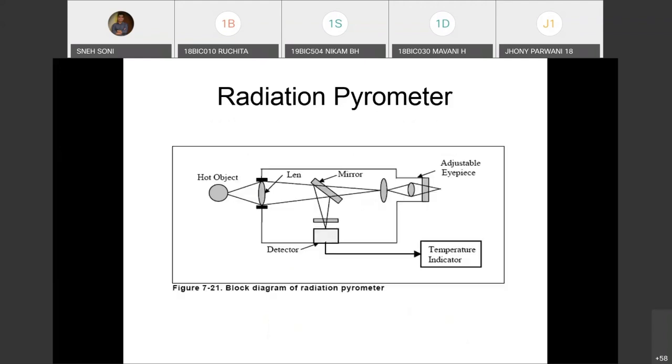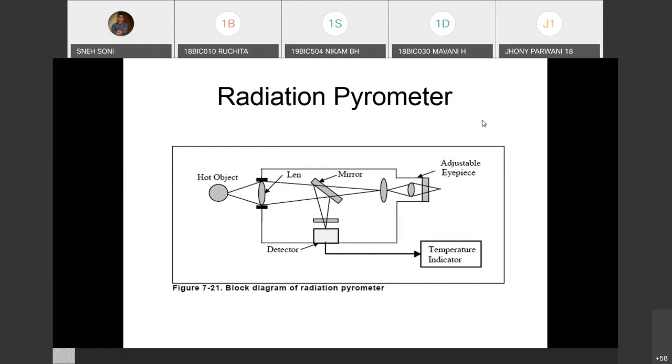Fine. Now, before explaining this diagram, I would like to give you a few minutes to see the structure.